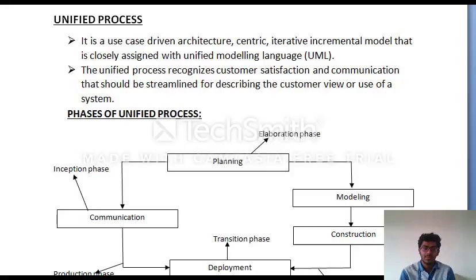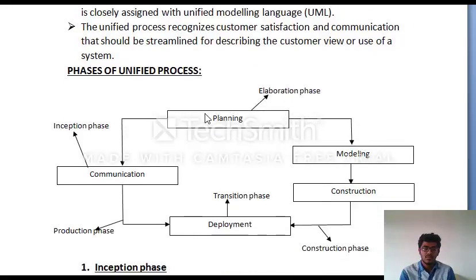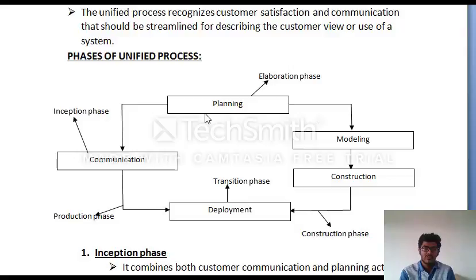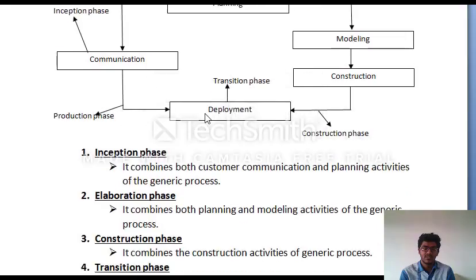Now the next topic is the phases of the unified process. There are 5 phases in the unified process: inception phase, elaboration phase, construction phase, transition phase and production phase. Each phase connects and combines the active processes of the generic process. Now let's see the phases in detail.